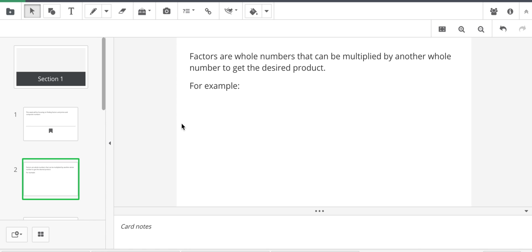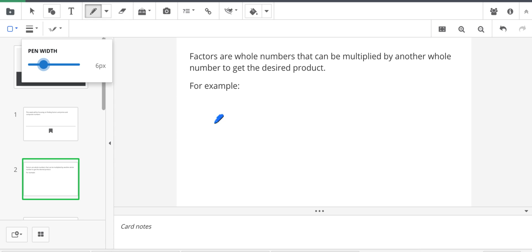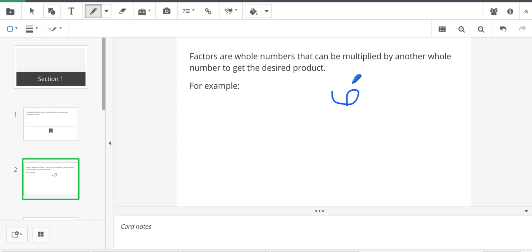Factors are whole numbers. So no fractions, no decimals, just a whole number like the number 2 that can be multiplied by another whole number to get the desired product. So for instance, if I had the number 6, I want to find all the factors, all the numbers that can be multiplied to get me this number 6.